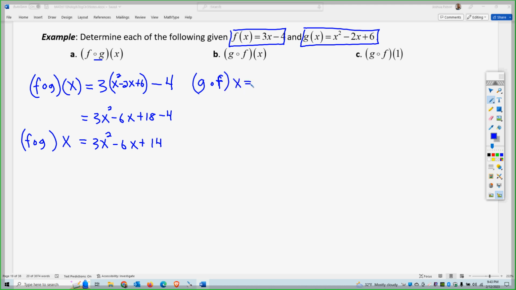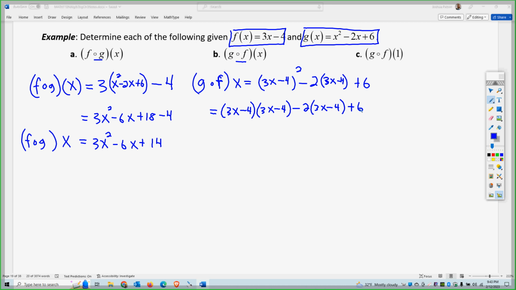Okay? I'm going to write the g function first, so x squared minus 2 times the function plus 6. Now I'm plugging in, the f is going inside, so that's 3x minus 4 and 3x minus 4. So now the f is going inside of g. If I do the order of operations, which is exponents first, I get 3x minus 4 times 3x minus 4 minus 2 times 3x minus 4 plus 6.